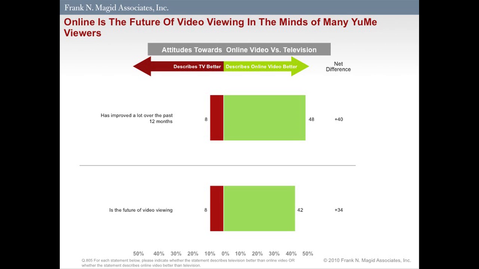When you talk about the future, when you ask what's the future attitudinally of video viewing amongst the YuMe audience, 42% say it's online video. Only 8% say it's TV, which in some regards is kind of surprising when you think about connected TV and interactive TV. I love my internet-enabled Blu-ray connected to my TV. I can watch YouTube faster than I can watch CNN.